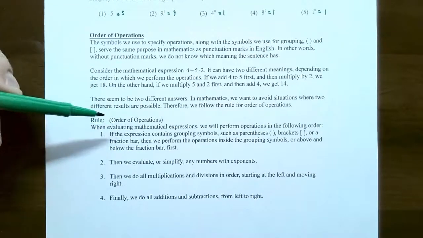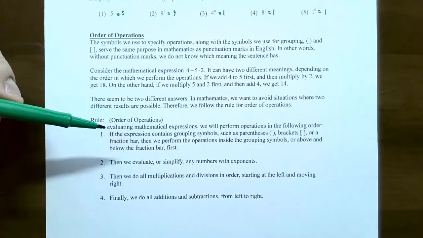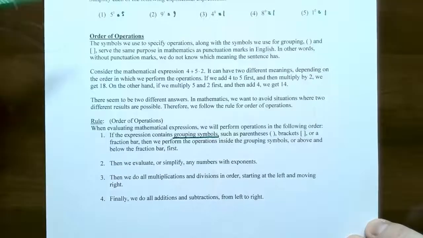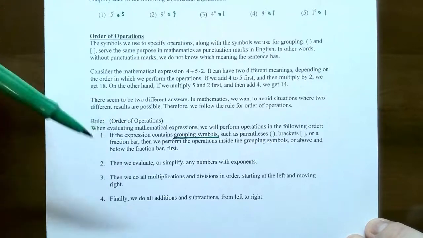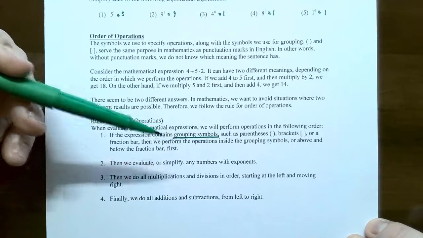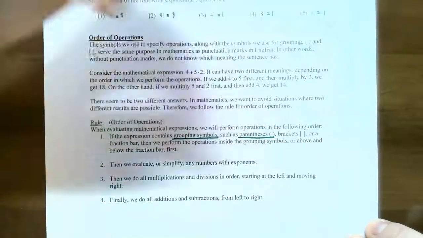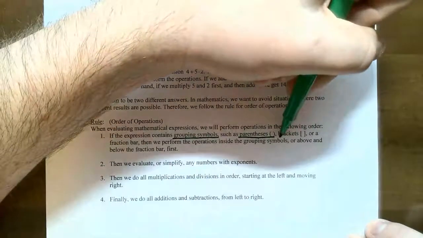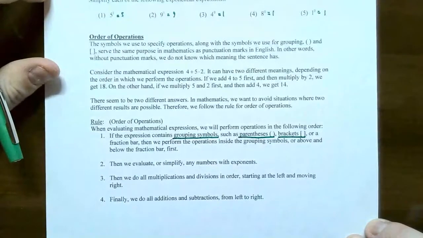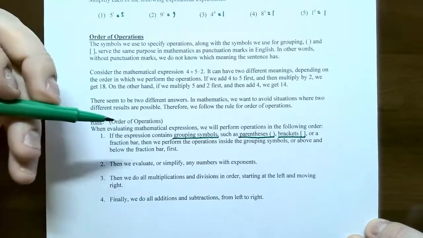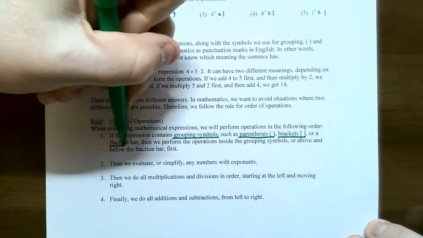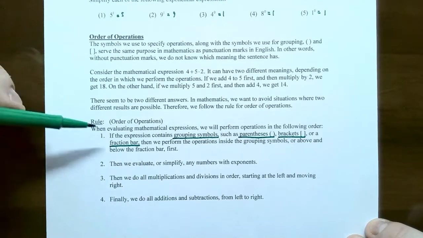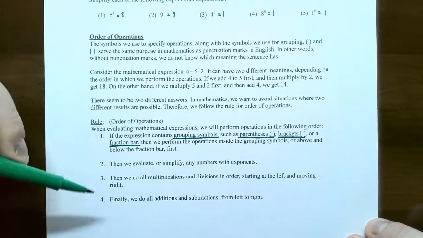Anytime that you are trying to evaluate mathematical expressions, you must do the operations in this order. So number one, if the expression has any grouping symbols, grouping symbols mean parentheses or square brackets. All parentheses and square brackets do is group operations together. So if you have parentheses, whatever operations inside the parentheses, you must use the order of operations inside the parentheses first. If you have brackets, square brackets, you must do the order of operations inside the brackets first. And if you have a fraction bar, now that's not a grouping symbol, but the fraction bar does separate the numerator from the denominator. So you must do the operation in the numerator and the operation in the denominator separately.